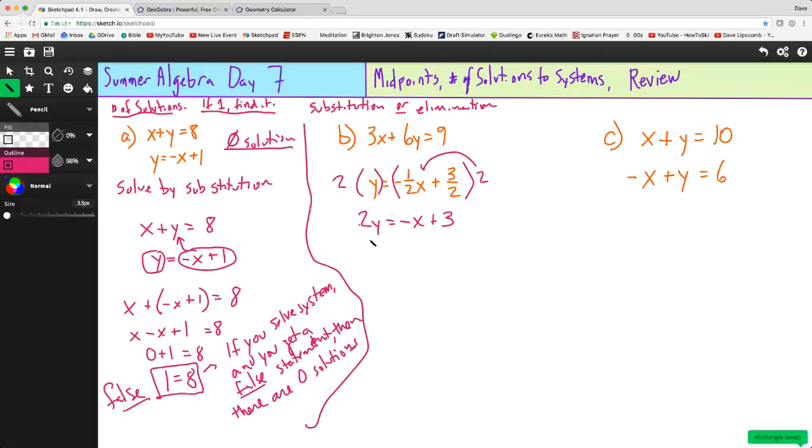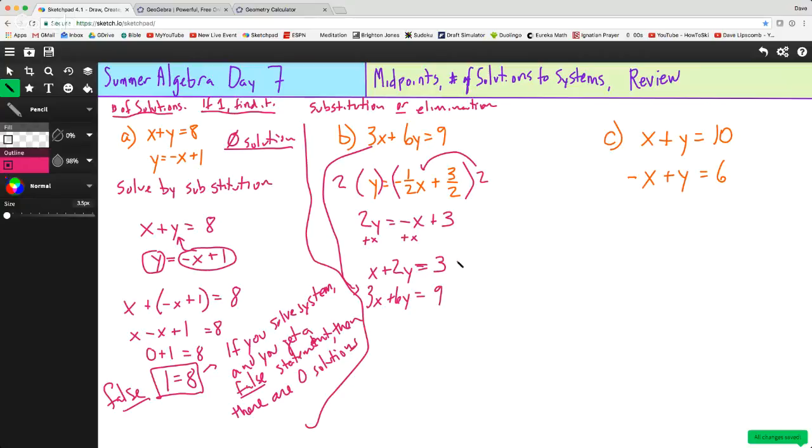Now we're going to put our x and y on the left side because up here we have an equation with x and y on the left and our constant on the right. So we're going to add x to both sides. So we get x plus 2y equals 3. And so we're going to pull this other guy down: 3x plus 6y equals 9.